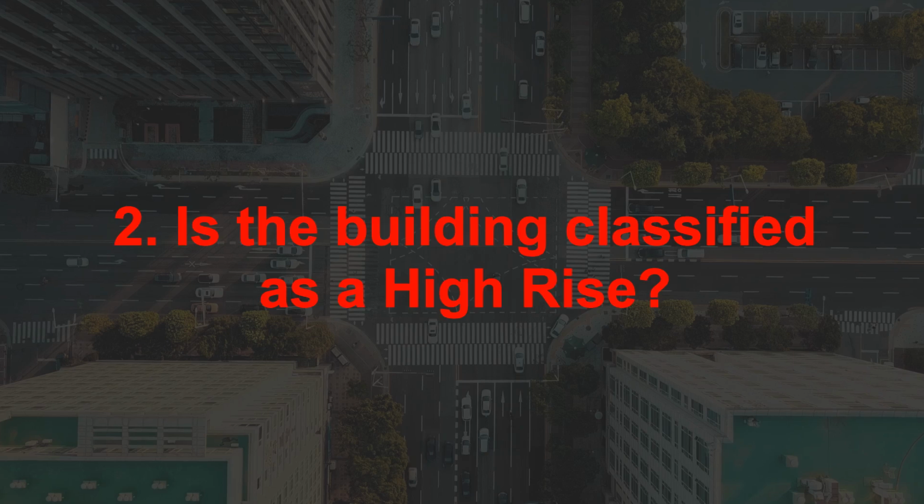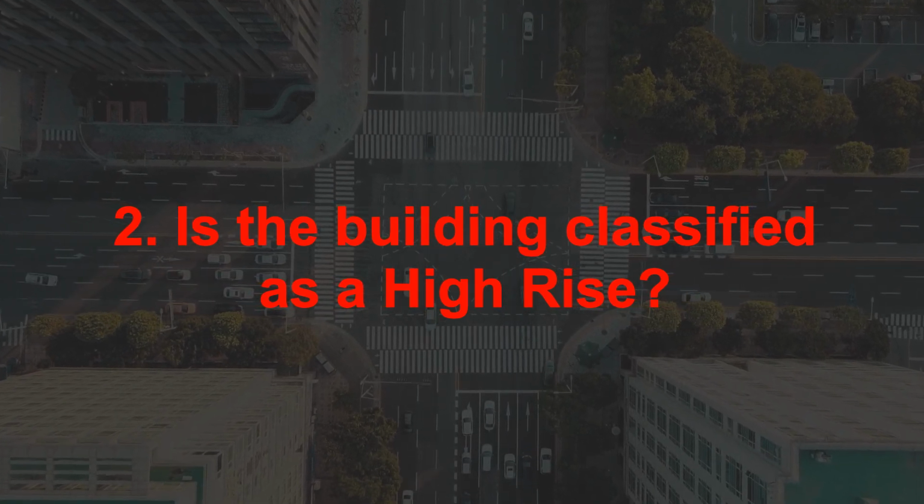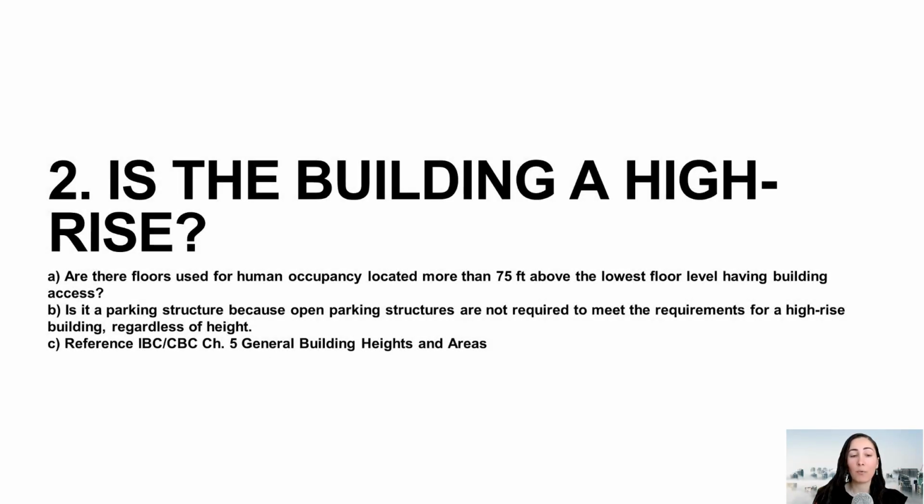Next item in the checklist, Step 2, does the building classify as a high-rise? In IBC CBC Chapter 4, it defines a high-rise building as one that has floors used for human occupancy that's located greater than 75 feet above the lowest floor level having building access. I'll repeat that again. Chapter 4 defines a high-rise as a building that has floors used for human occupancy located more than 75 feet above the lowest floor level having building access. Where any part of a building meets this requirement, all areas of that building are considered to be part of the high-rise and must meet code.